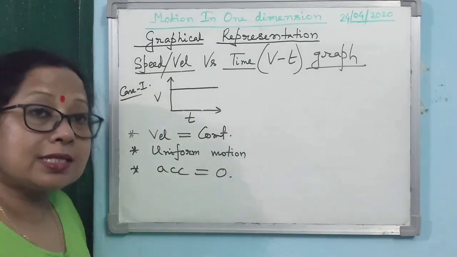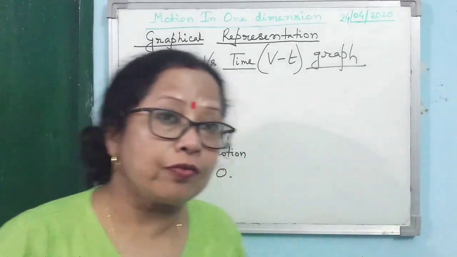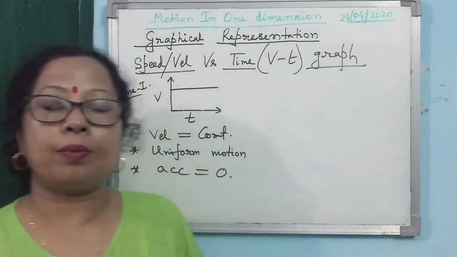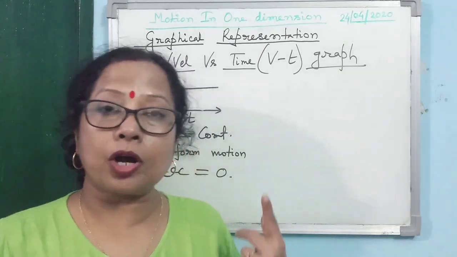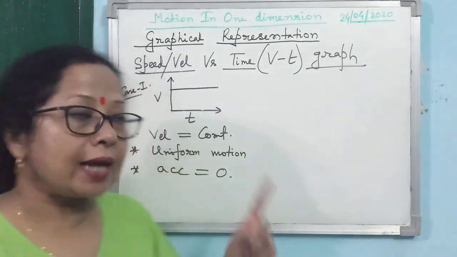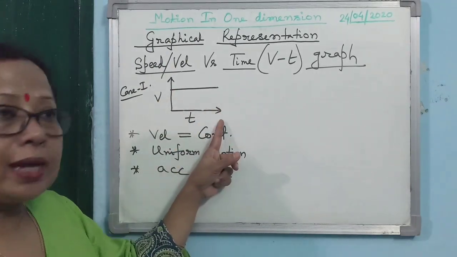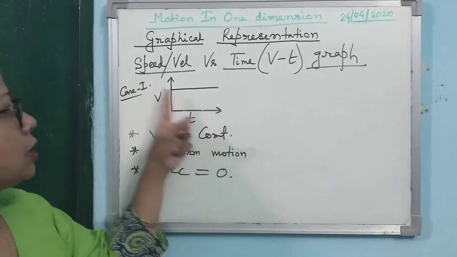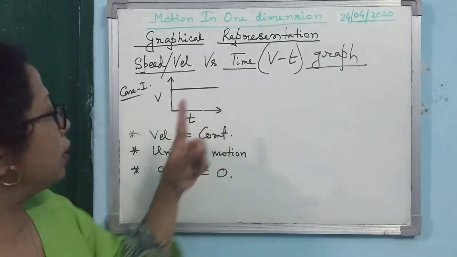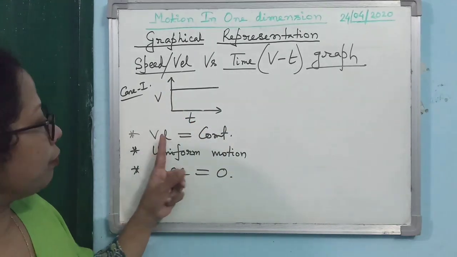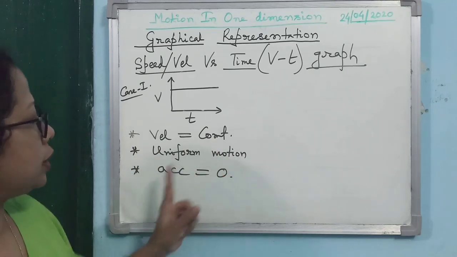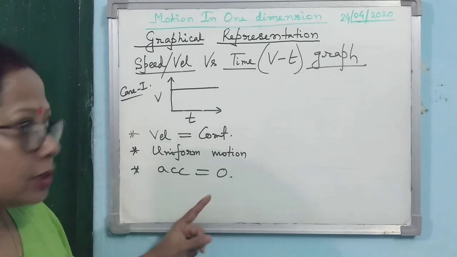Okay, unlike the ST graph, I hope you can remember. In case of the ST graph, this kind of graph represents what? It represents the body is at rest. But for the velocity time graph, when it is parallel to the time axis, what does it mean? Time is increasing but speed or velocity remains the same. So what conclusion can you make? Velocity constant, uniform motion, and acceleration 0.